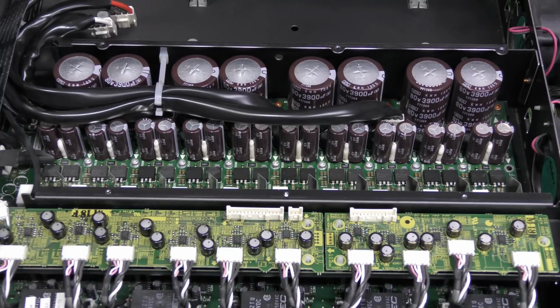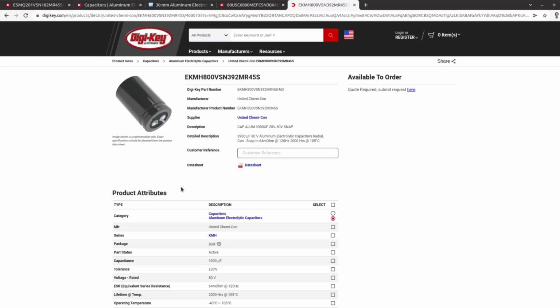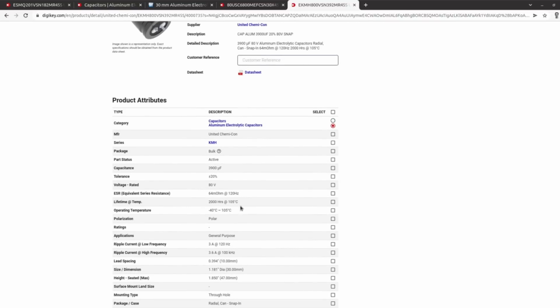Now let's look at these capacitors in the power amplifier. These are Nippon Chemicon KMH series, 105 degrees C, 80 volts, 3900 microfarads, and the same dimensions. Here they are on DigiKey, but not quite available. It says available to order here with some request, and that probably means some long time, so we don't really want that. Let's just look at some parameters so we can find the replacement. 2000 hours at 105 degrees C, 3 amps ripple current at low frequency, and 3.6 amps at high frequency.